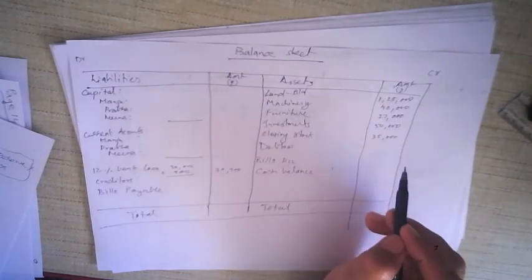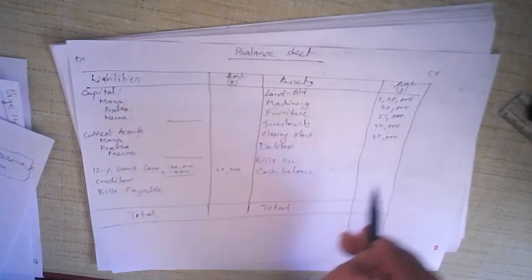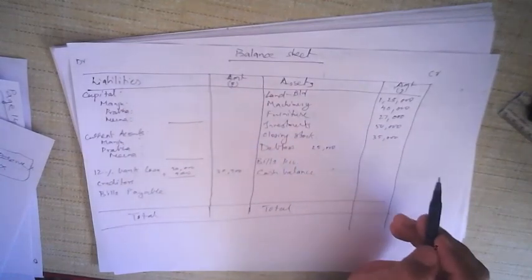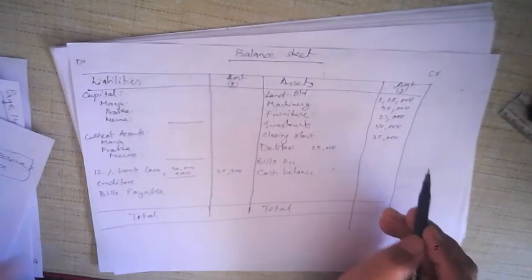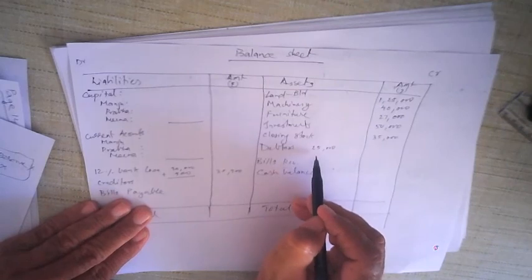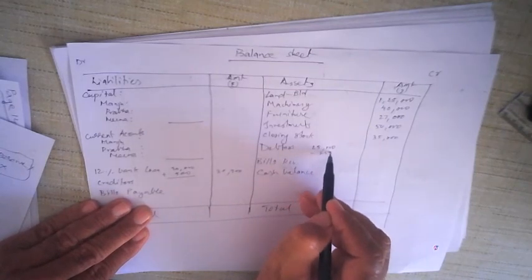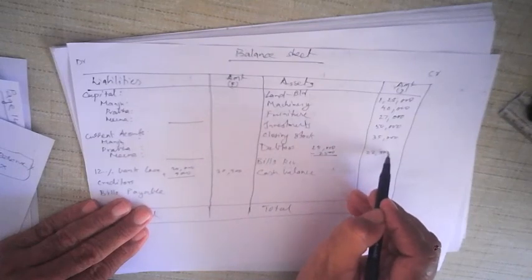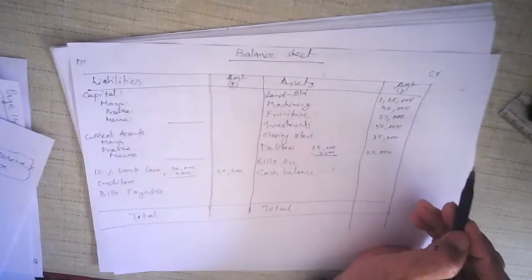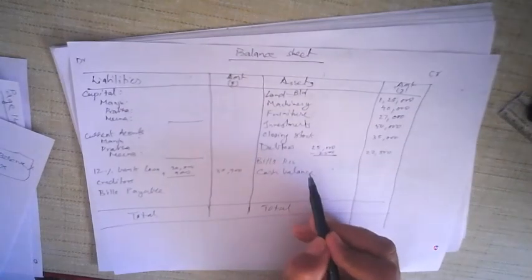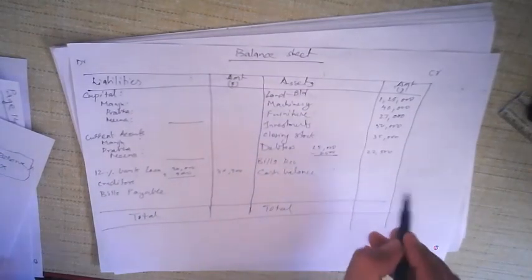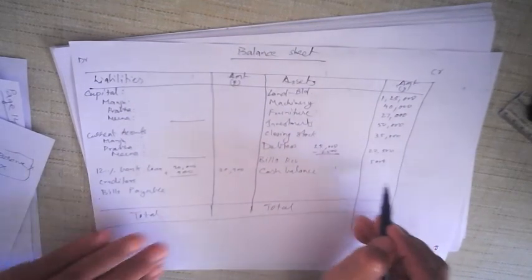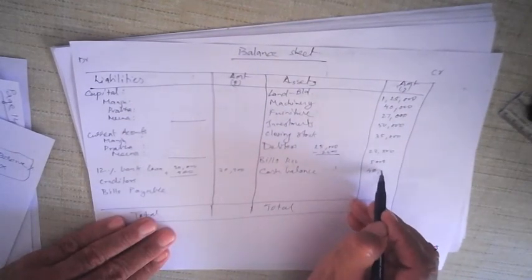Then debtors. Debtors is 25,000, and the bad debt reserve is to be kept at 2,500, as given in the adjustment. If I subtract it, I get 22,500. Then bills receivable, there is no change, 5,000. And cash balance, no change, 40,000.